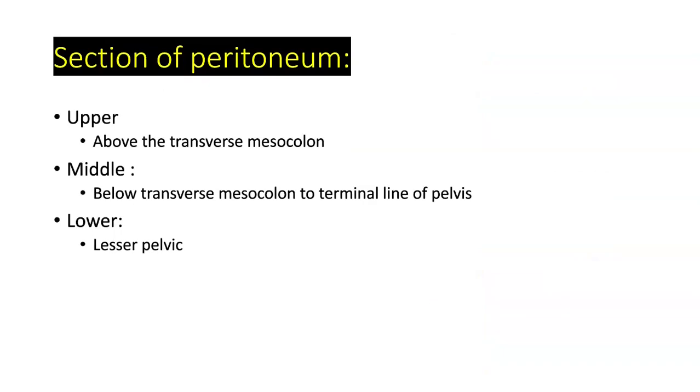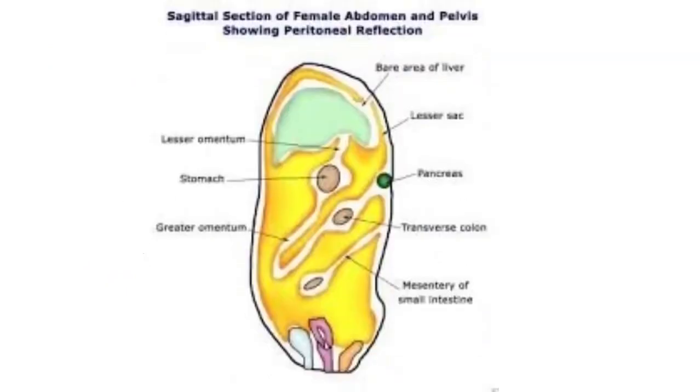Okay, so the peritoneum is basically divided for the sake of easiness. It is divided into the upper section above the transverse mesocolon, the middle section below the transverse mesocolon to the terminal line of the pelvis, and the lower section, the lesser pelvis, as you can see here.